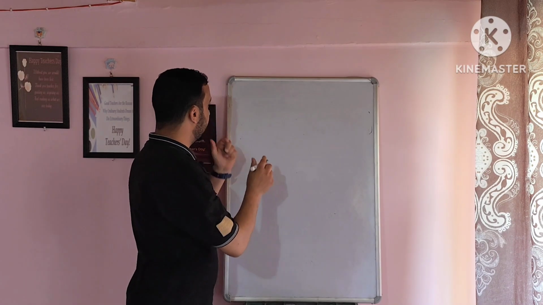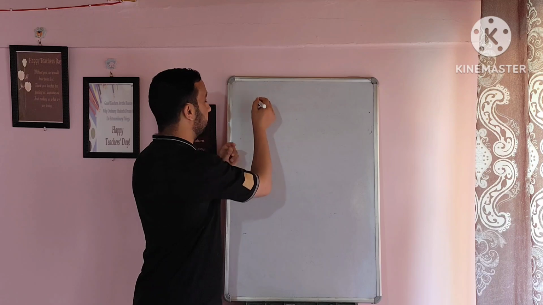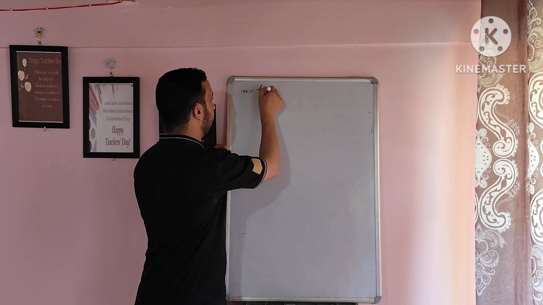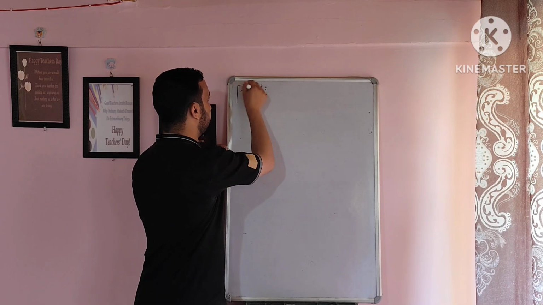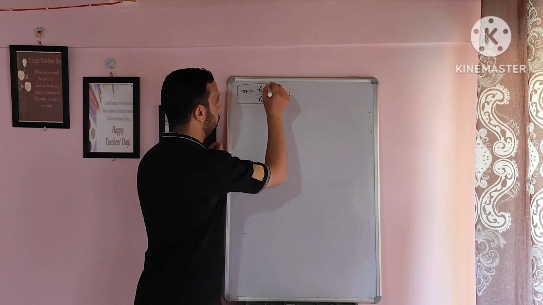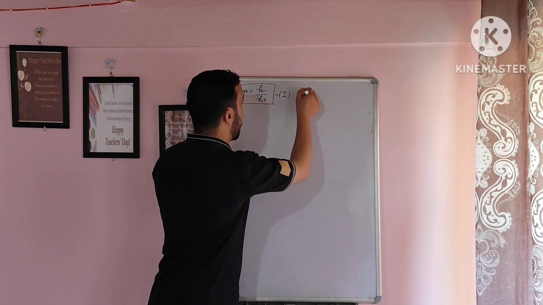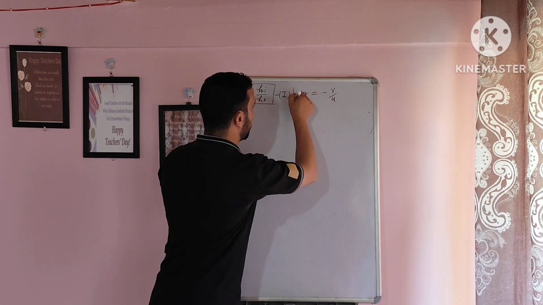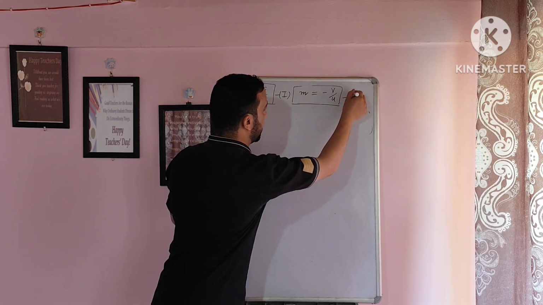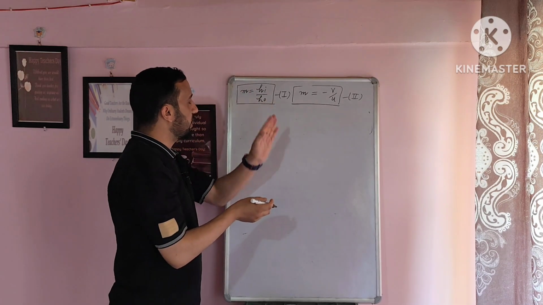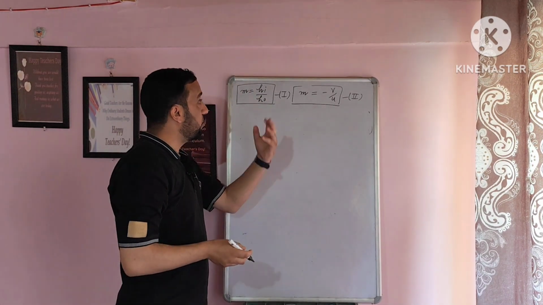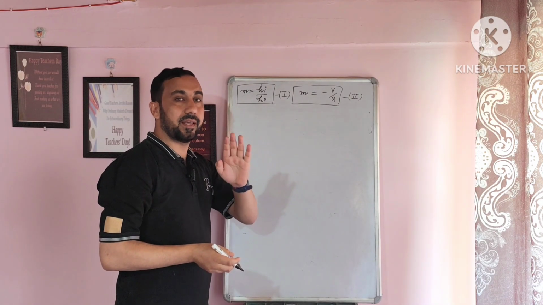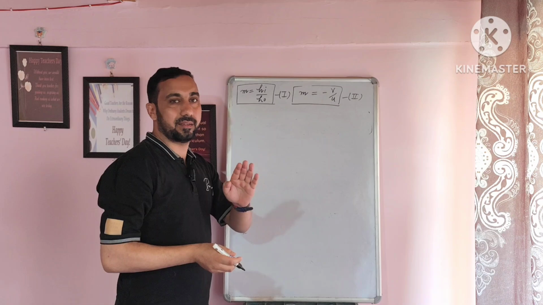Dear students, let me first write here the two formulas of magnification. M equals Hi upon Ho. This is your equation number 1. Further, we have another formula, M equals minus V upon U. This is equation number 2 for magnification. On these two equations we can form almost 5 cases, and from these 5 cases at least 1 or 2 MCQs are generally asked in your exams.